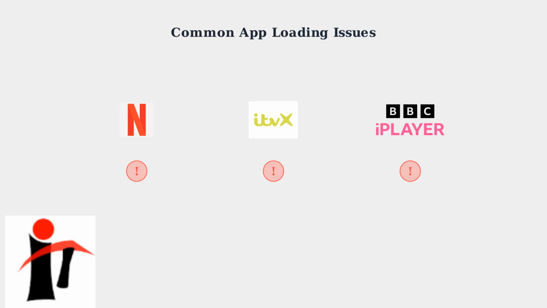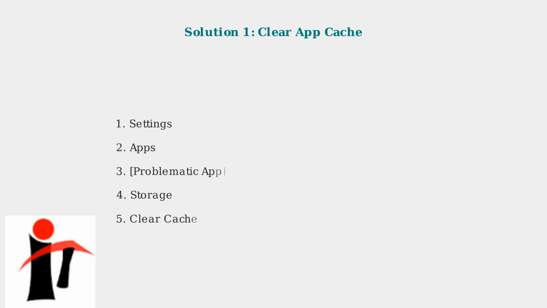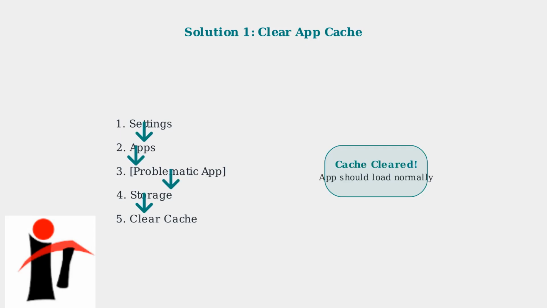When your EE box apps fail to load, especially popular streaming services, there are several effective solutions you can try. We'll walk through each method from simple fixes to advanced troubleshooting. The first and most effective solution is clearing the app cache. This removes temporary files that may be causing the loading failure. Navigate to Settings, then Apps. Select the problematic app, go to Storage, and tap Clear Cache.